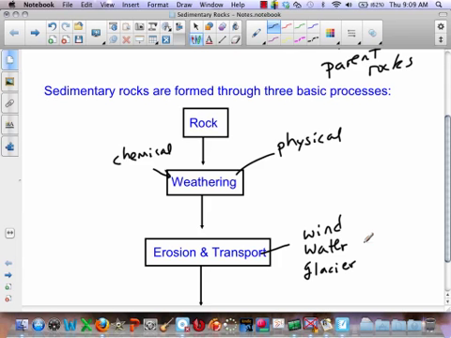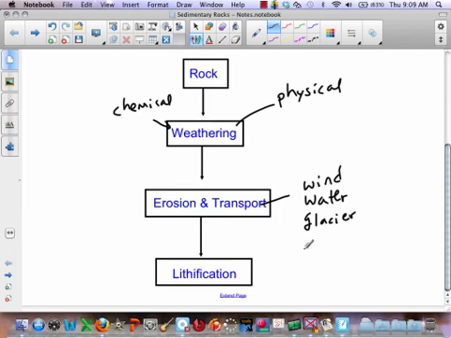So after we transport, this is basically the process before we become a rock. We start off with a parent rock, it gets weathered, the pieces fall off the rock, they are moved away, become transported, and then eventually they are deposited. And we get this process called lithification.